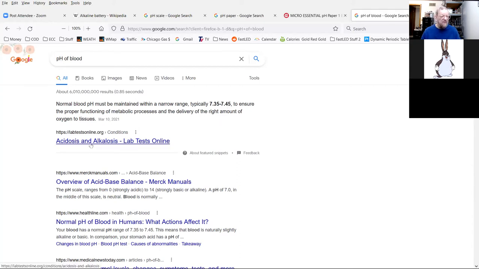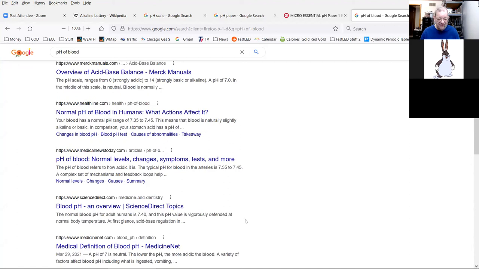Now, I don't know what it's called. Well, here it is. If your pH is lower than 7.35, they call that acidosis. If it's greater than 7.45, they call that alkalosis. And I've heard of acidosis. A lot of people who are alcoholics and others suffer from acidosis. And if you get your blood pH too low, you can die, or too high, I guess, too. All right.